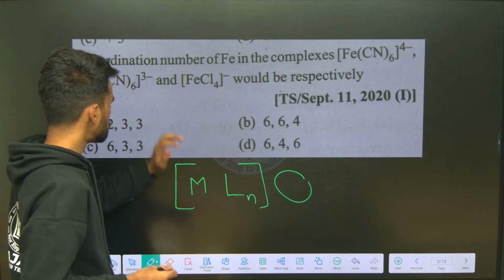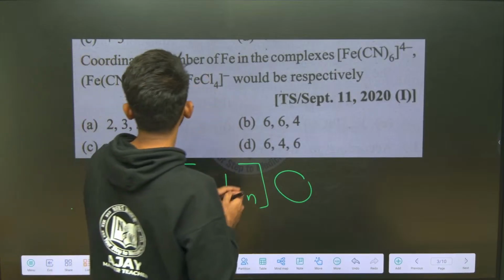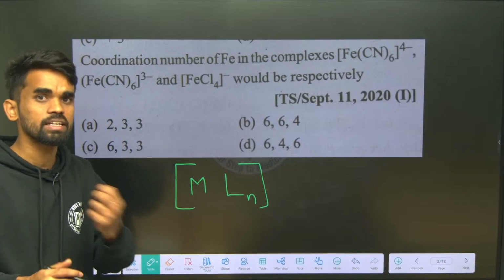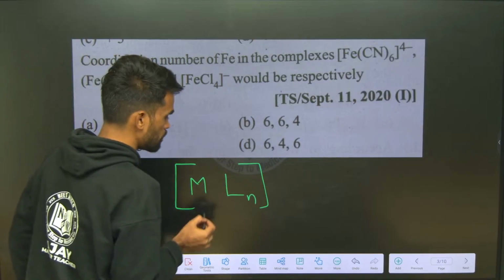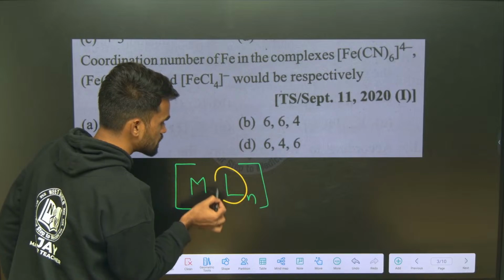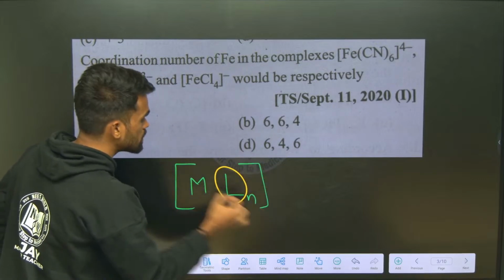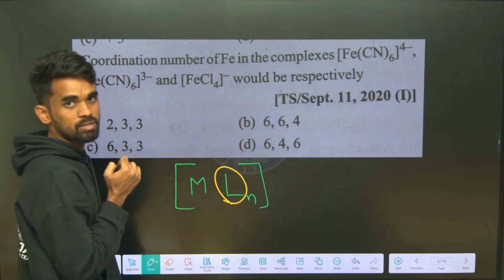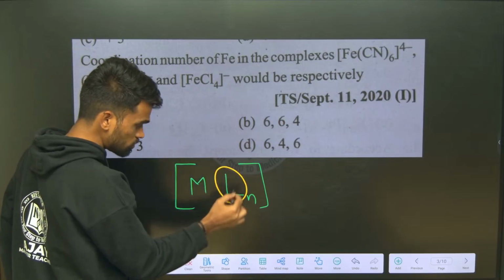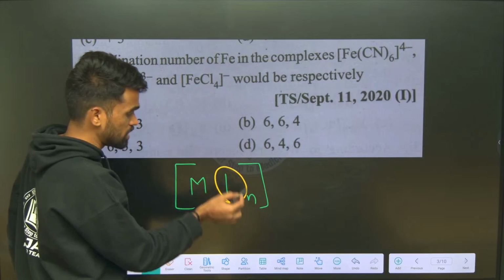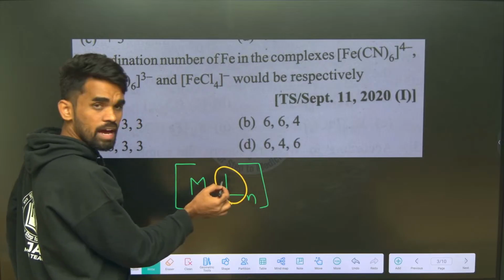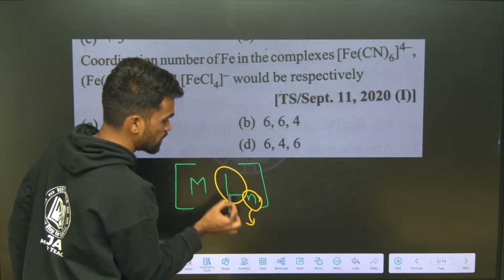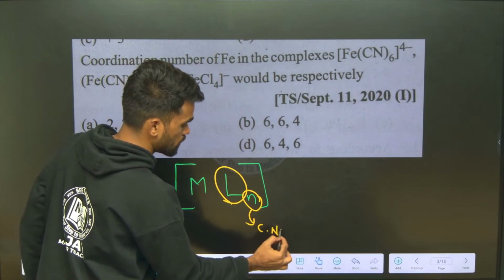Now the question asks what the coordination number is. Coordination number is one of the basic things you need to know. It is the number of ligands present in the coordination sphere, or the number of ligands attached to the metal atom, or the total number of dentation shown by the ligands to the metal. Here this n represents the number of ligands, that is its coordination number.